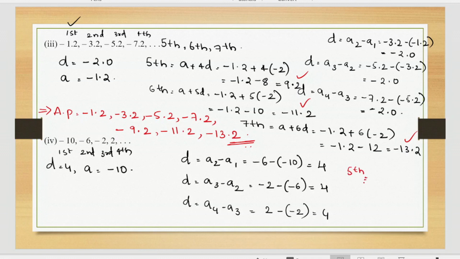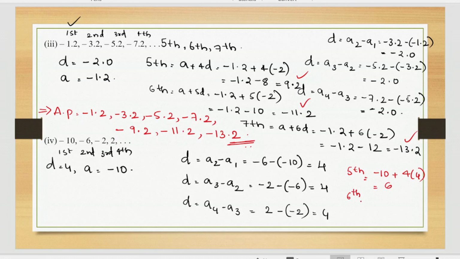So the fifth term is equal to a plus 4d. A is minus 10, plus 4 into d, which is 4. So minus 10 plus 16 is 6. Okay.